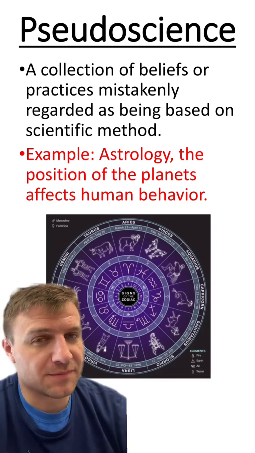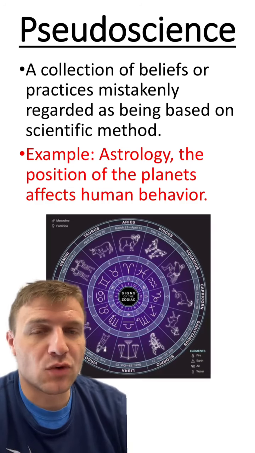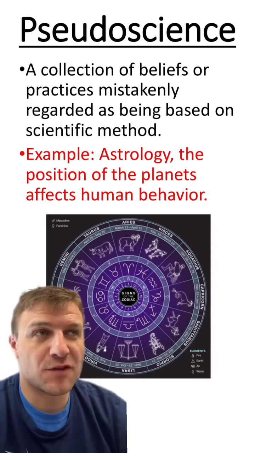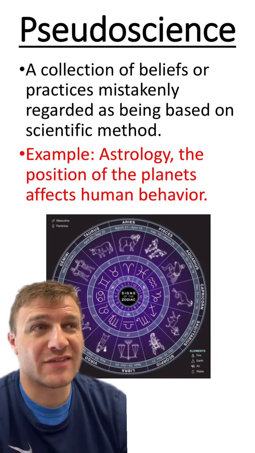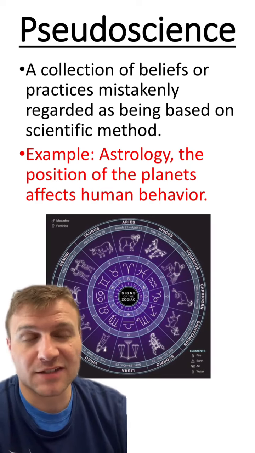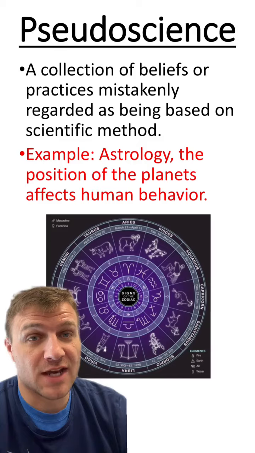Pseudoscience is a little bit different. Pseudoscience is a collection of beliefs or practices mistakenly regarded as being based on the scientific method. So they appear to have some science or evidence that supports them, but they're really not. Astrology, or the positioning of the planets affecting human behavior, is an example of pseudoscience.